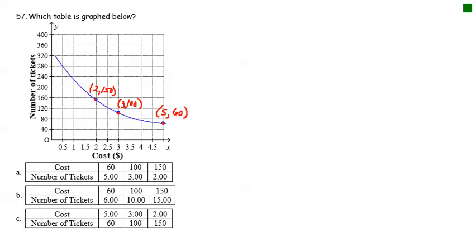Okay, so on this one, it looks like they are mixing the x and the y's up. Notice here, our cost is the x, so your cost should be the 2, the 3, and the 5. They switch those up here, so A is definitely not right. Alright, looks like they did the same thing for letter B. And then for C, we've got a cost of $5, and with it is 60, just like we've got here. The next one says a cost of $3, and we've got 100. Perfect. And then the next choice has a cost of $2 with 150. So C is the correct answer.